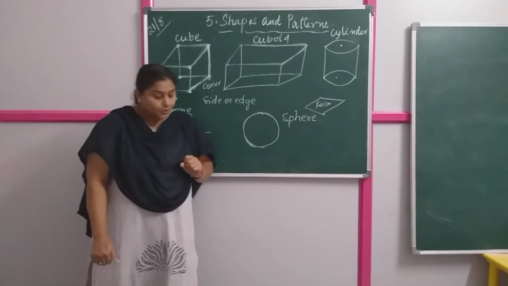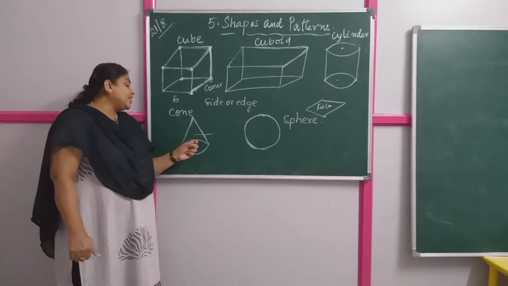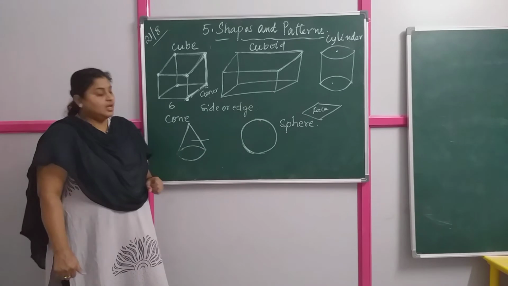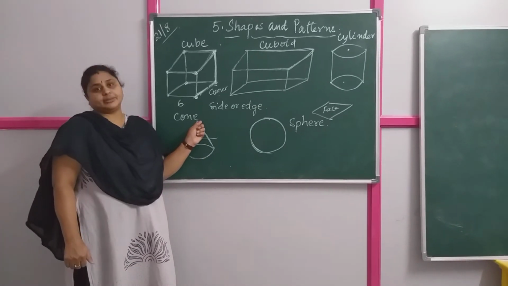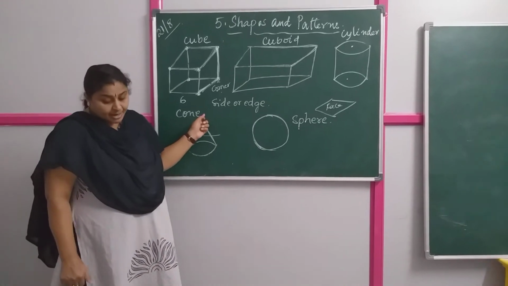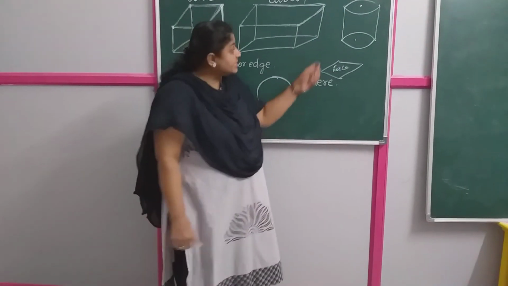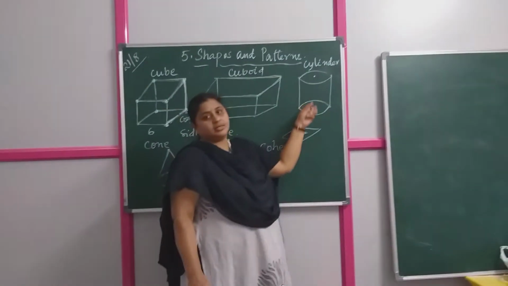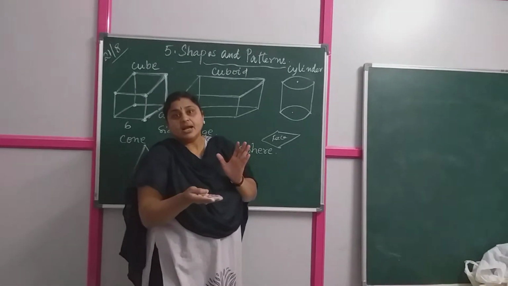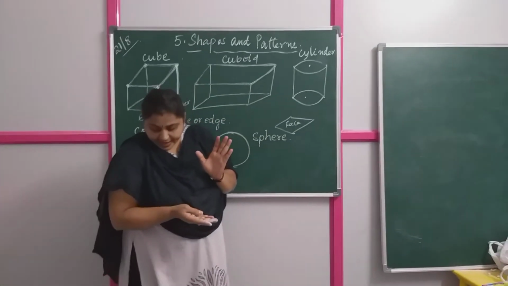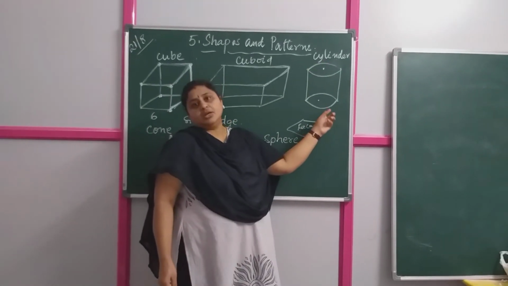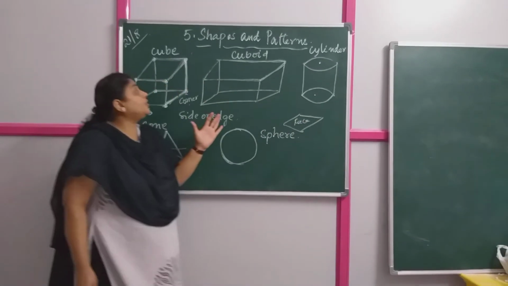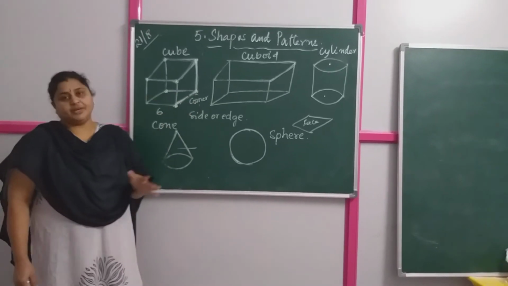And coming to your cone, it has 1 plane surface, 1 curved surface and 1 corner. Got it? Next, coming to your cylinder, it has 2 plane surfaces, the upper part and the lower part. And it has curved edges too. It has 2 curved edges. Got it, children? So this is about your solid shapes.